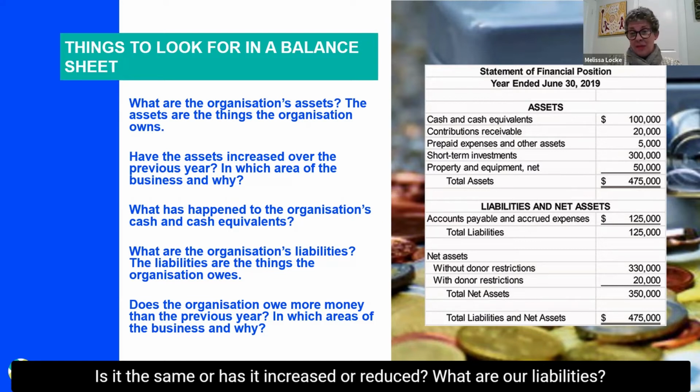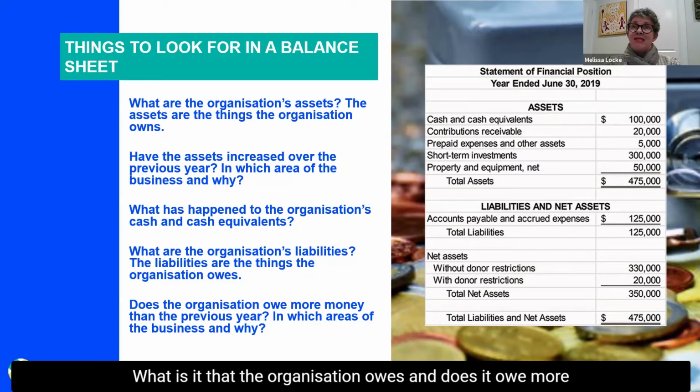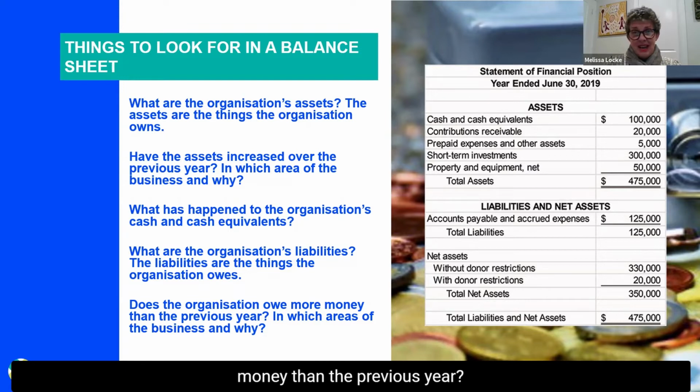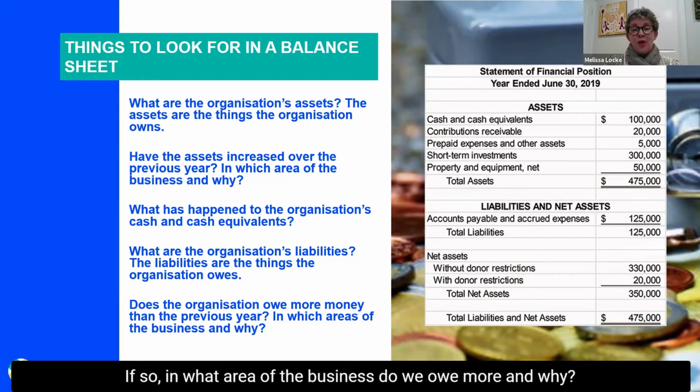What are our liabilities? What is it that the organisation owes? And does the organisation owe more money than the previous year? If so, in what area of the business do we owe more, and why?